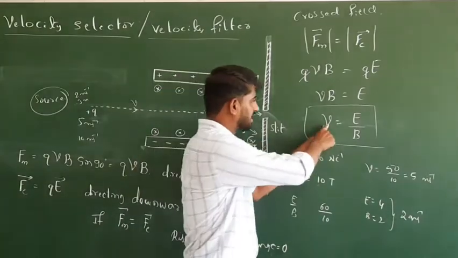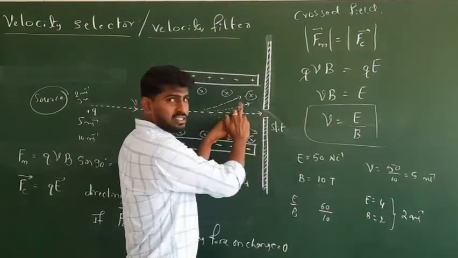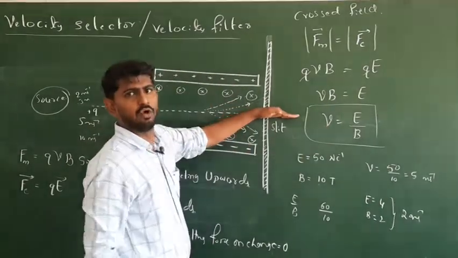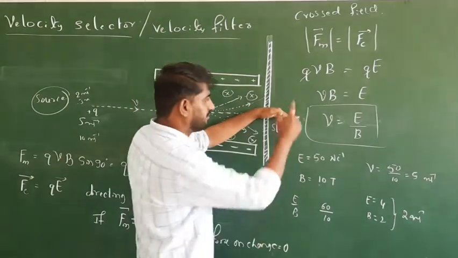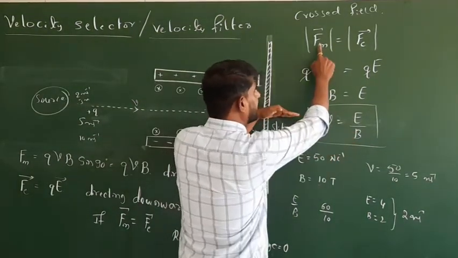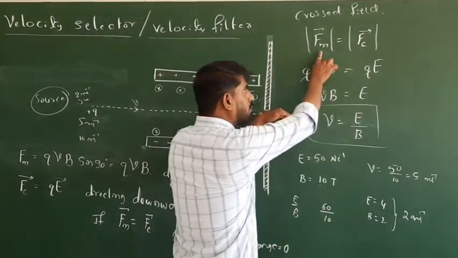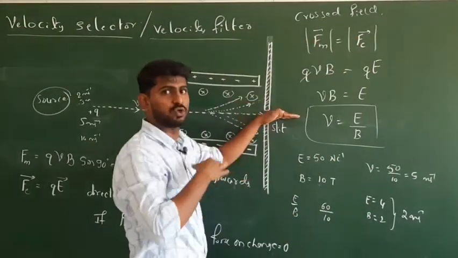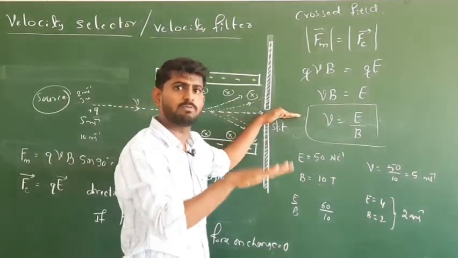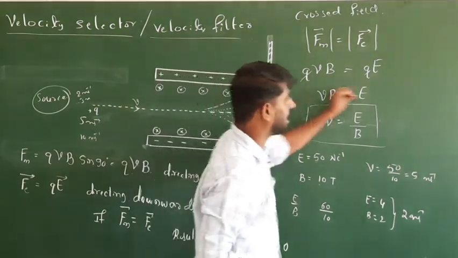If the charges are moving with this velocity, they can move undeviated. Why can they move undeviated? If the velocity is equal to E by B, then it experiences equal magnetic force and equal electric force, or I can say equal upward force and equal downward force. Then the total force will be 0. That's why they neither move downward nor upward. They move in a straight line and they can pass through the slit, they can come out.